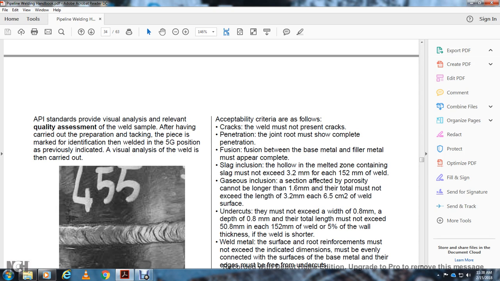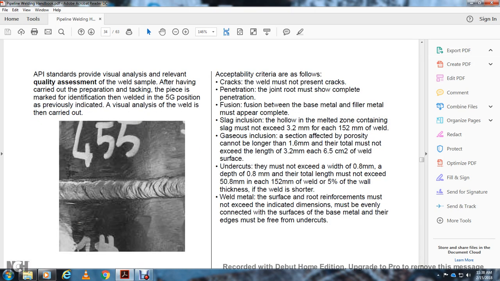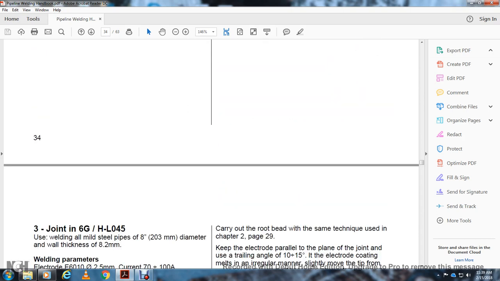For the surface undercut at the root, the width must not exceed 0.8 millimeter and the depth 0.8 millimeter. The total length must not exceed 50.8 millimeters for each 150 millimeter weld, or 5% of the weld length. The weld metal at the surface of the root reinforcement must not exceed the indicated dimension. It must make even contact with the surface of the base metal, with edges free from undercuts.